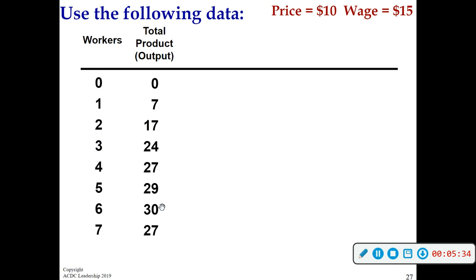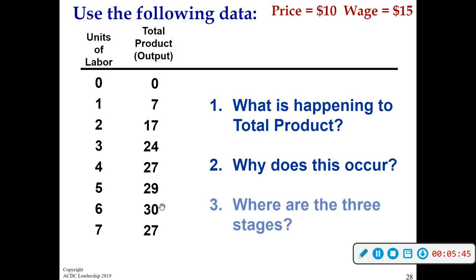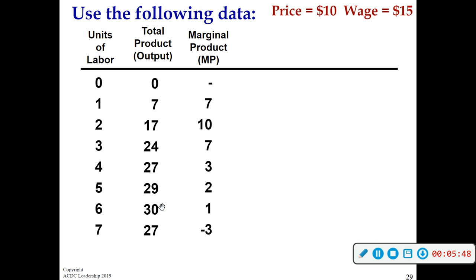So, number of workers on the left, total product on the right. So remember, total product is the total overall amount being produced. Marginal product, remember, is the change in total product. This tells us how many additional units each new worker can make. If we're producing pizzas, one worker can produce 7 pizzas on their own. We hired the second worker together, they can make 17, but the marginal product of that second worker was 10. They were able to produce an additional 10 units when they came on board. Hire a third worker, they produce an additional 7, brings total product to 24.